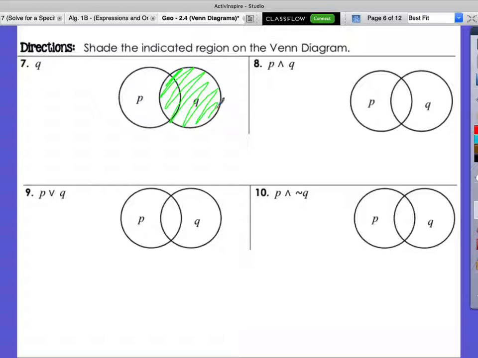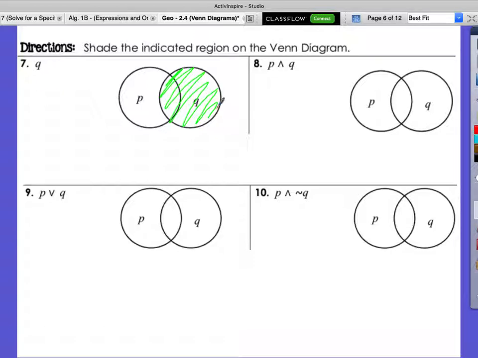Is all of Q shaded? Yes, so we did our goal. The only part of P we shaded is also part of what? Q. So we shaded all of Q. We weren't concerned with P. We are just concerned with Q.